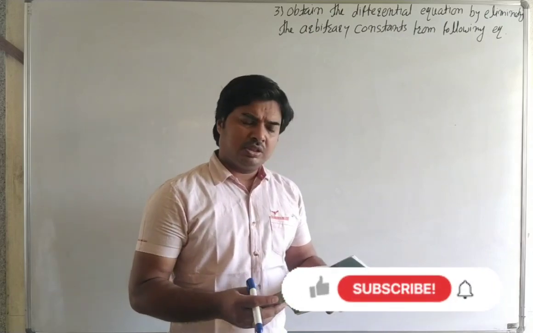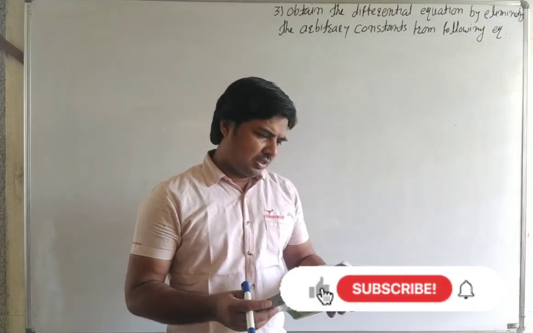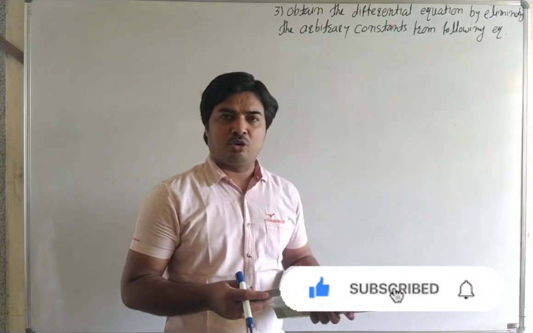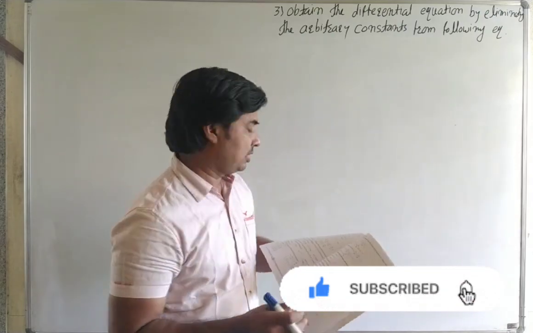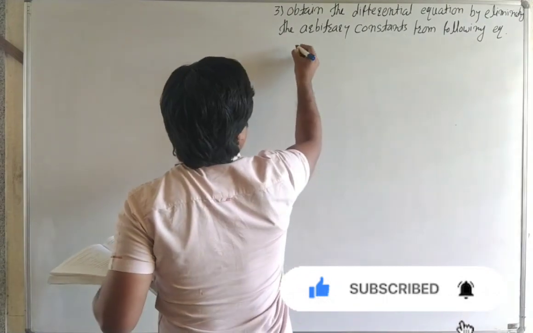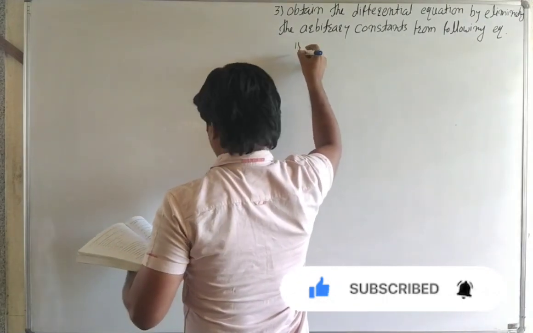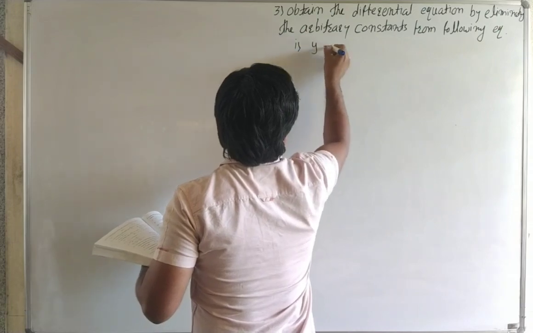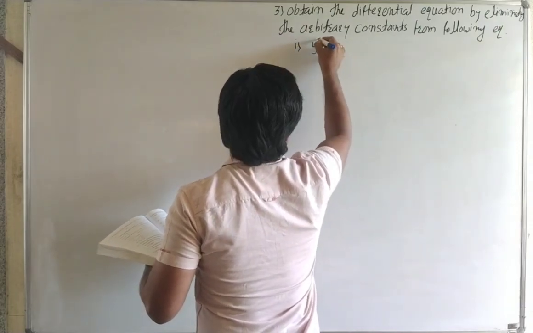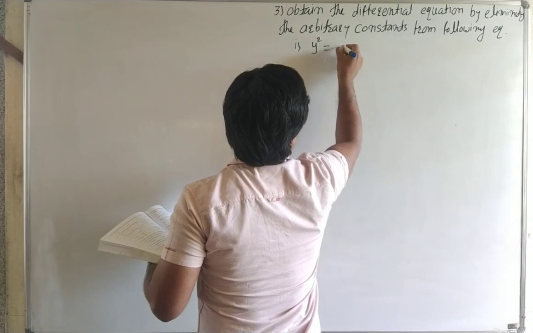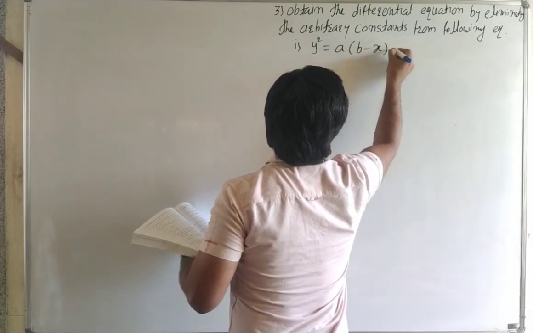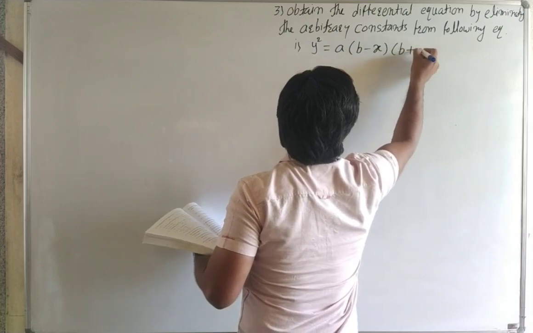Now we see the third example in the miscellaneous exercise: obtain the differential equation by eliminating the arbitrary constants of the following equations. Now the first example: y square is equal to a into b minus x into b plus x.